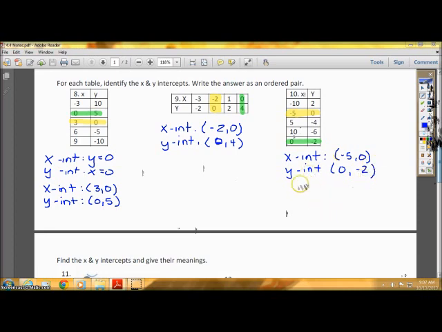So it's really fairly simple to be able to identify the x and y intercepts out of a table, because you're looking at when each variable is 0. So the x-intercept is when the y is 0. The y-intercept is when the x is 0.